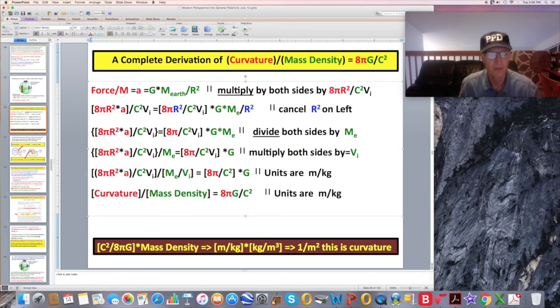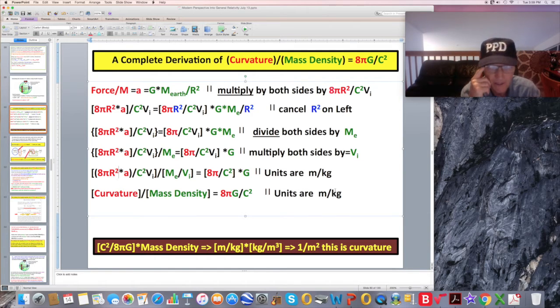So 8 pi r squared, and that's the curvature, total curvature, divided by c squared, divided by the initial volume. Now, when you check the units of that, you indeed get 1 over meter squared. So the units tell you that that is a curvature. And so there you have it. What we've proven there is that the curvature divided by the mass density is equal to 8 pi g over c squared. And if you work out the units, it's meters per kilogram.